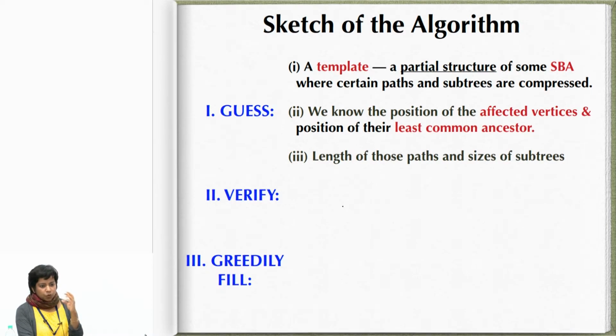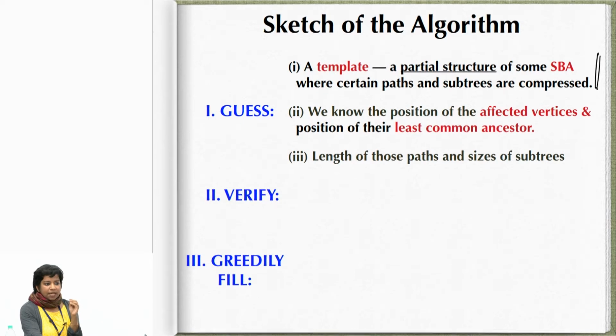Okay? So using that information, I guess the partial structure of that SBA, where certain paths will be compressed. If you expand those edges and add vertices to it, then it will resemble the actual SBA. So that's what this is. I guess a compressed tree. The second piece of information that I guess is the relation.